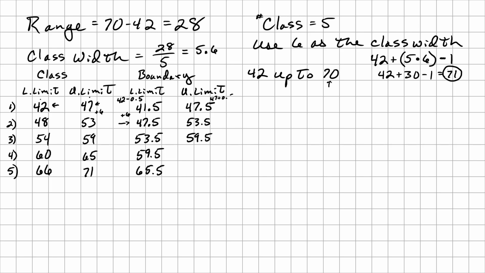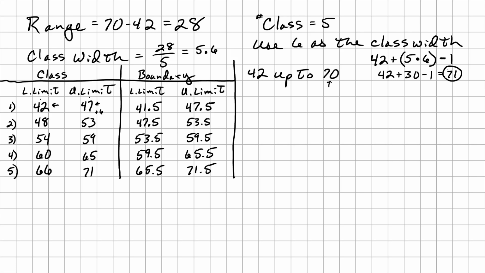So now I'm going to erase all of these hash marks to try to just tidy things up a little bit. And I'm going to finish my boundaries, and I'll have 65.5 here, and then I'll have 71.5 right here. Now, I'm going to go ahead and delineate these. And so I've got the beginnings of my frequency distribution table here.